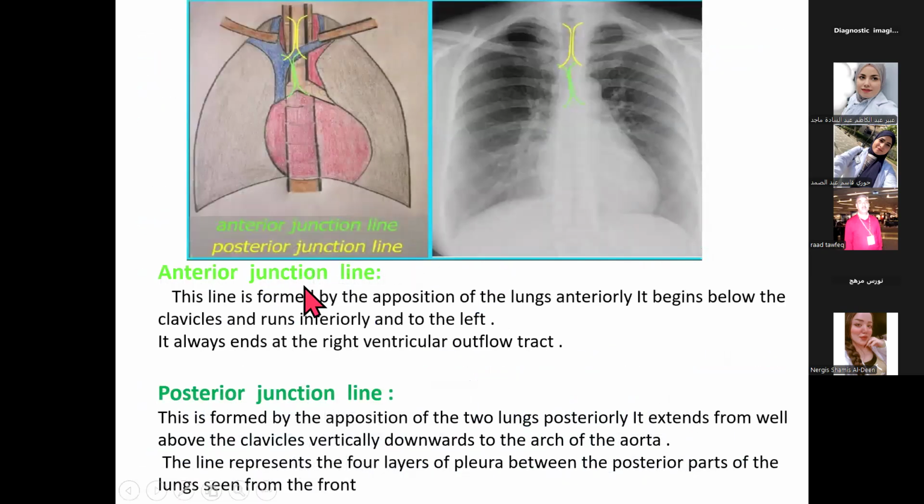The anterior junction line is formed by the opposition of two lungs anteriorly. It begins below the clavicle and always ends at the right ventricular outflow tract. The posterior junction line is formed by opposition of two lungs posteriorly, extending from above the clavicle vertically downward to the arch of the aorta. The line represents 4 layers of the pleura between the posterior parts of the lung seen from the front.